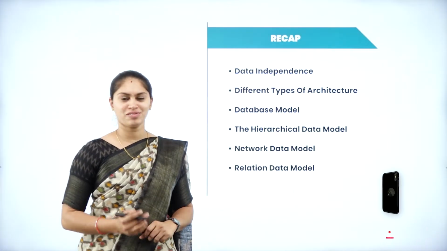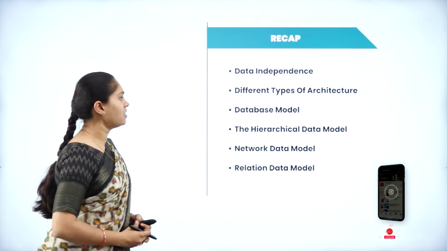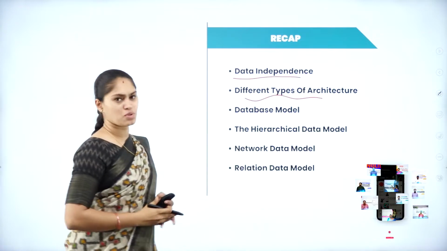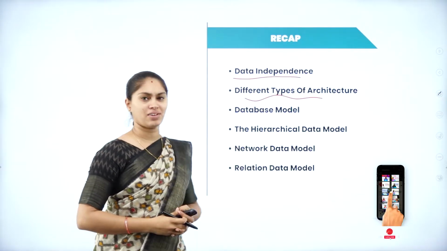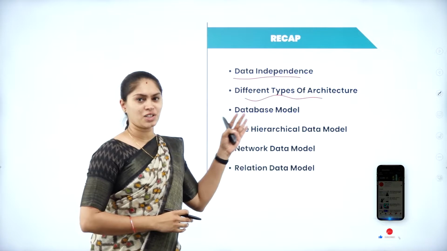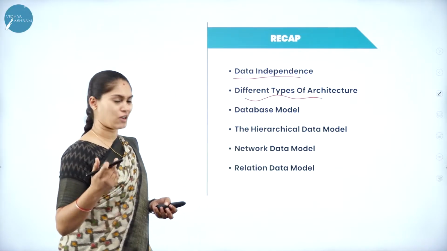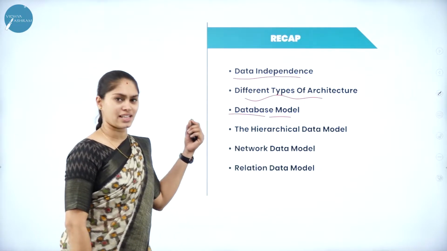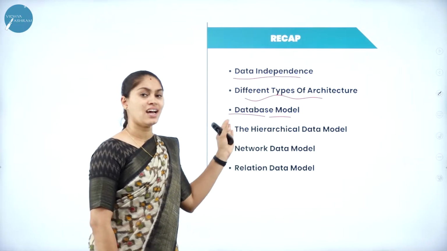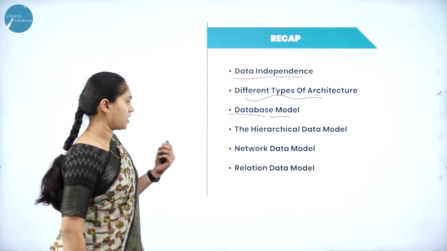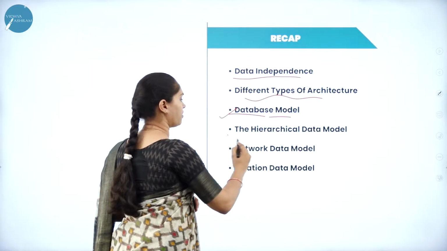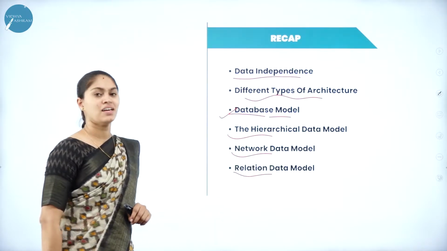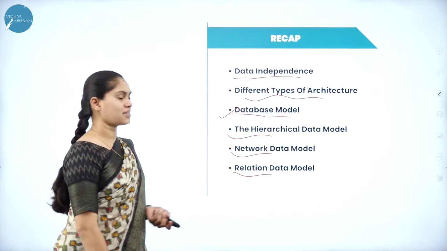So in the previous session of this chapter, we discussed data independence and the different types of architecture: the 1-tier, 2-tier and 3-tier architecture. Along with that, we discussed the topic called database model, which consists of database model theory and database model instance. Within the database model, we have the hierarchical data model, network data model, and relational data model. This is what we discussed in our previous session.